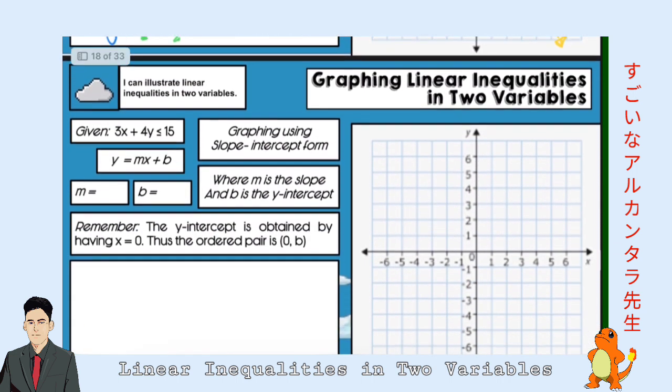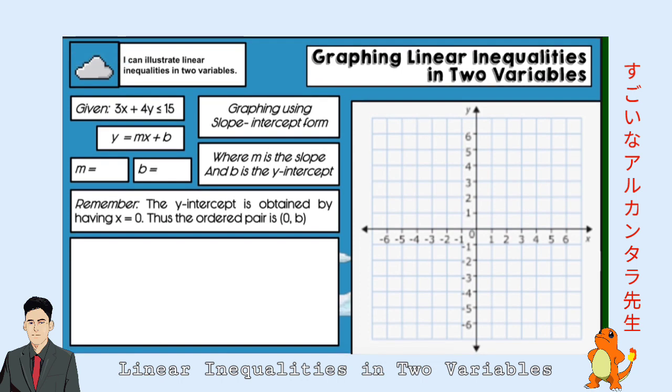Let's say that we have here 3x plus 4y less than or equal to 15. So similarly, what you have to do is to put this in slope-intercept form first. 3x plus 4y less than or equal to 15. Let us subtract 3x from both sides because we want to isolate the y variable. So we're going to have 4y less than or equal to negative 3x plus 15.